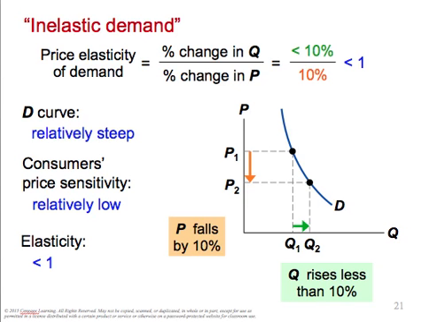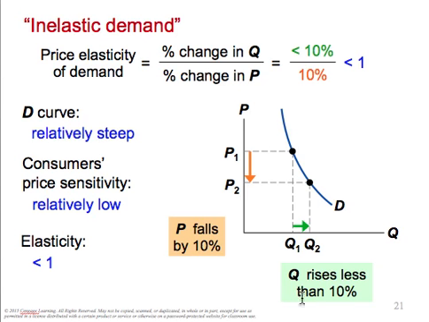So here's a fairly inelastic demand. We see a bit of a demand curve, which is really more realistic in real life instead of the linear demand curve. The demand curve is relatively steep. The consumer's price sensitivity is relatively low. You can see the big change in price here didn't result in a huge change in quantity.